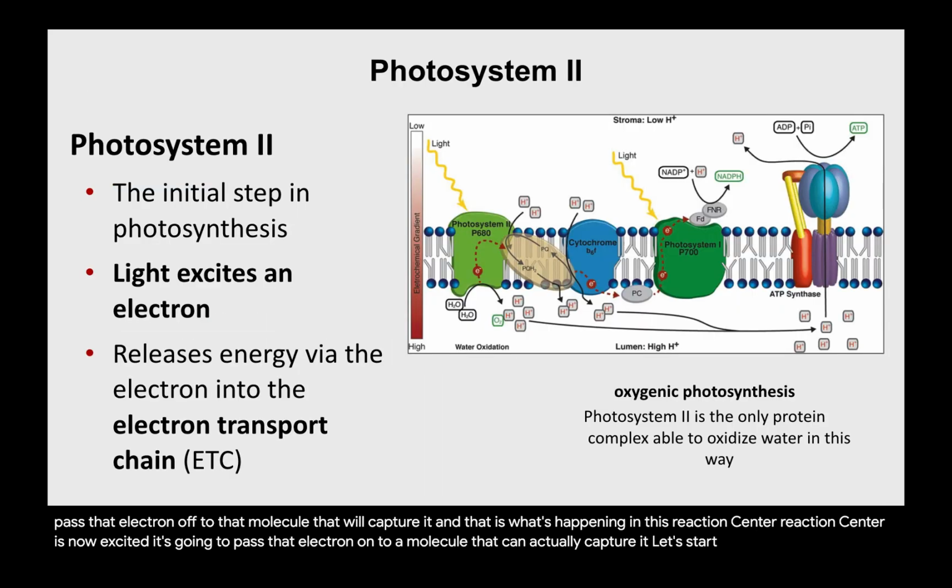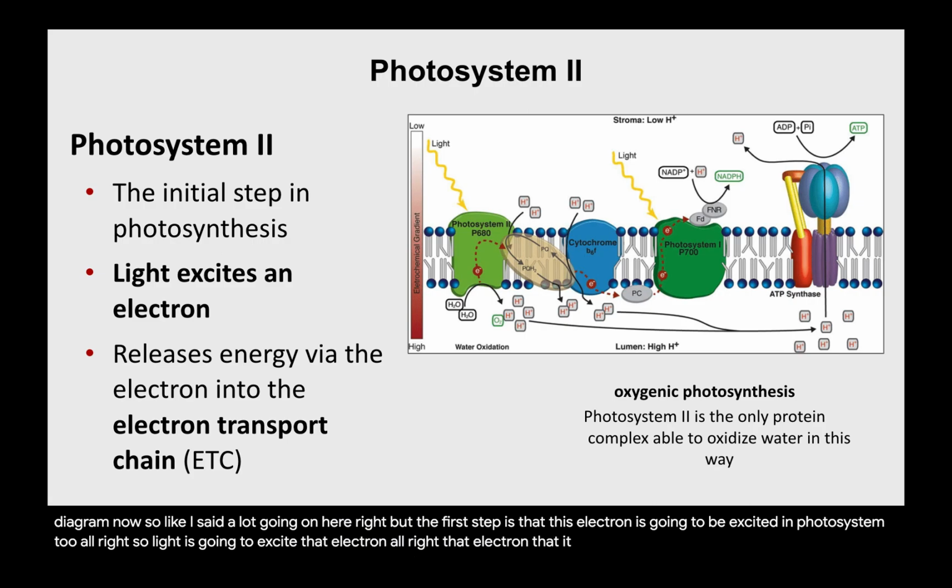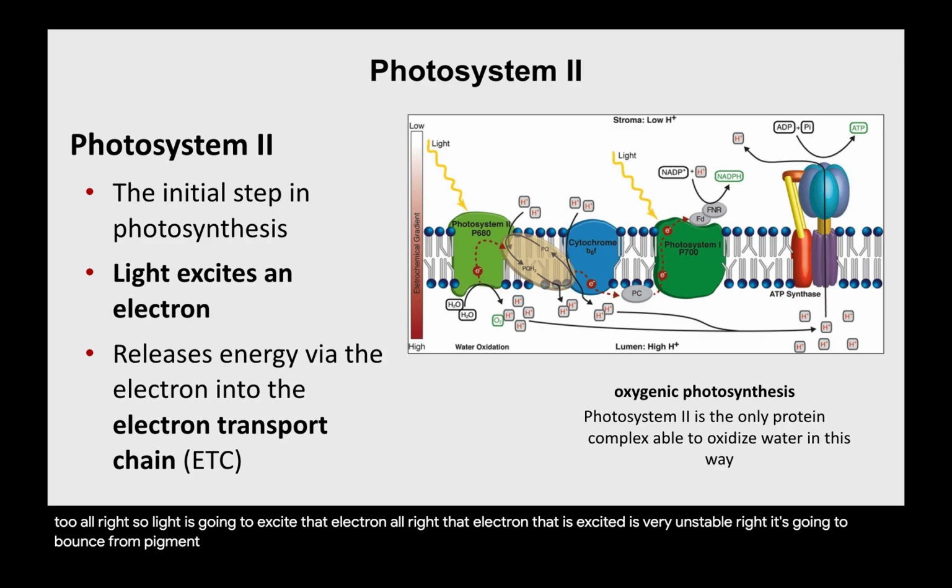Let's start walking through the diagram now. Like I said, a lot going on here. But the first step is that this electron is going to be excited in photosystem 2. Light is going to excite that electron. That excited electron is very unstable. It's going to bounce from pigment to pigment to pigment, end up in that reaction center that will give it away to a molecule. That is what is happening in photosystem 2 here.